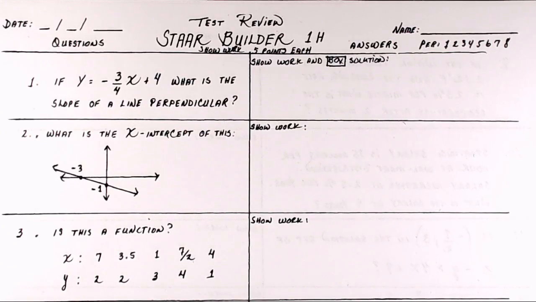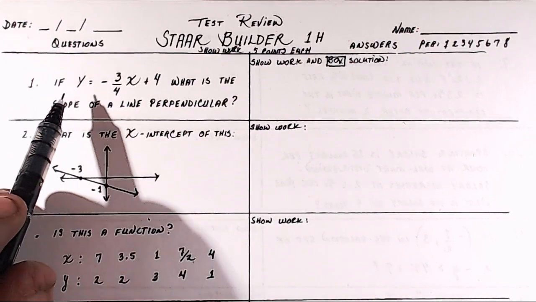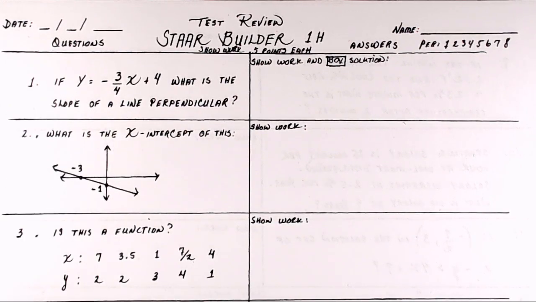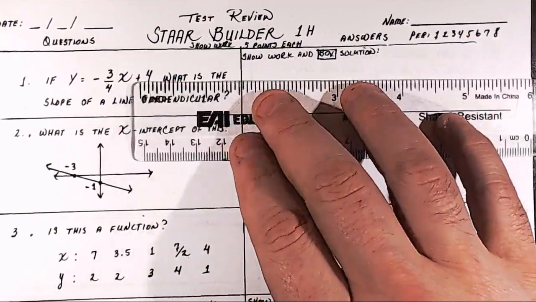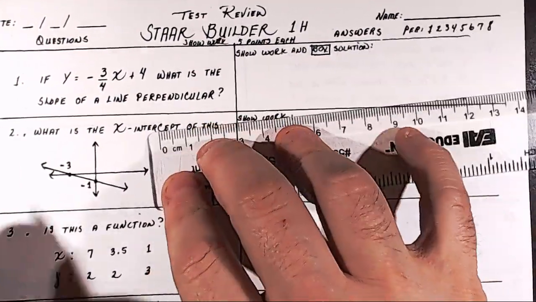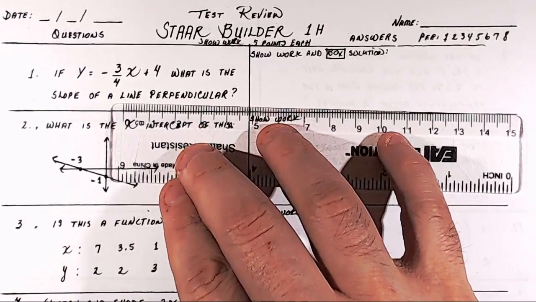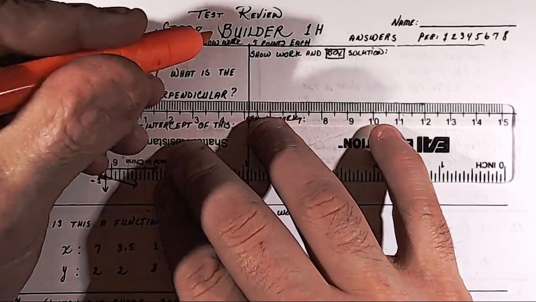Okay, students, this is STAAR test review. Number 1, if y equals negative 3/4 x plus 4, what is the slope of a line perpendicular? All right. This is the key phrase here, perpendicular.